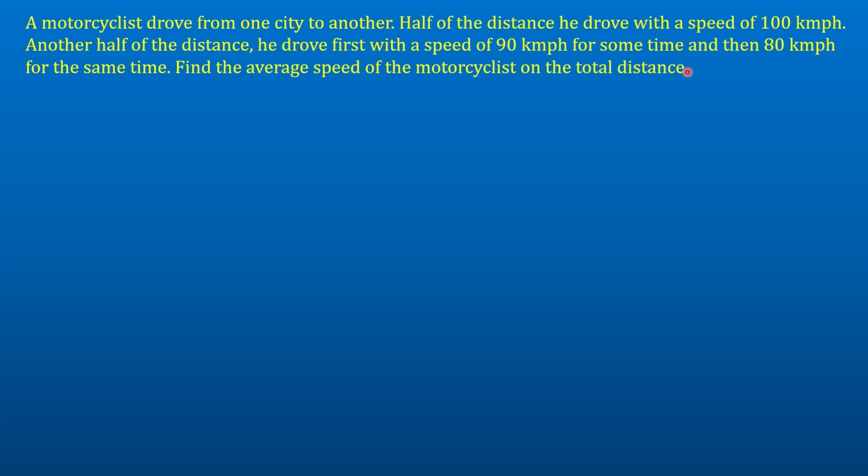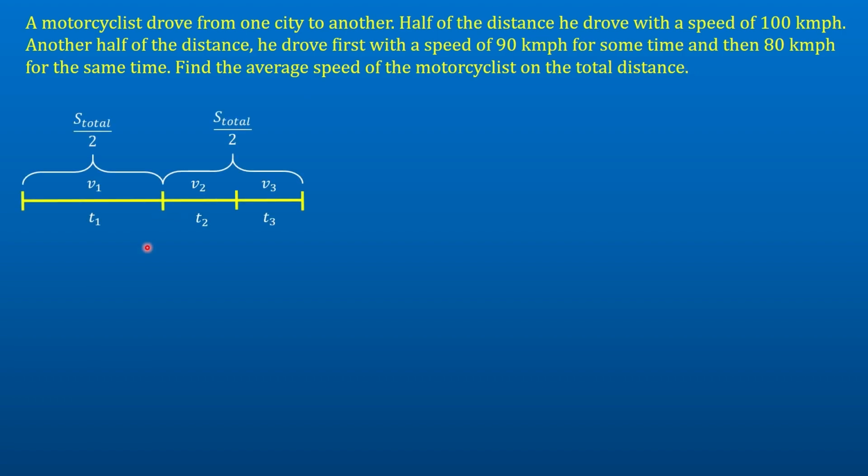First of all, let's make a drawing. So here we have 3 distances which the motorcyclist drove with different speeds. The first speed 100 km per hour, second speed 90 km per hour, and the third speed 80 km per hour. Also, it is given that the first distance equals half of the total distance, and the sum of the second and third distance equals the other half of the total distance.